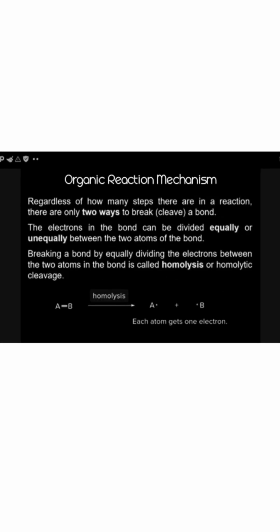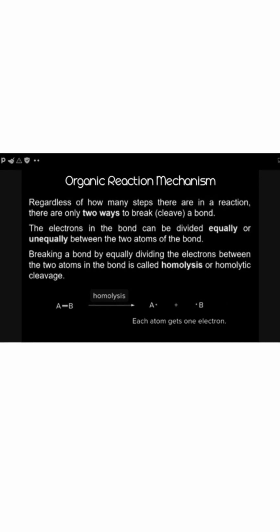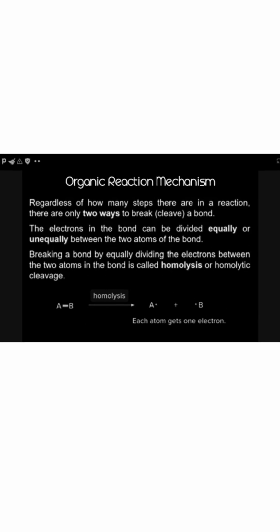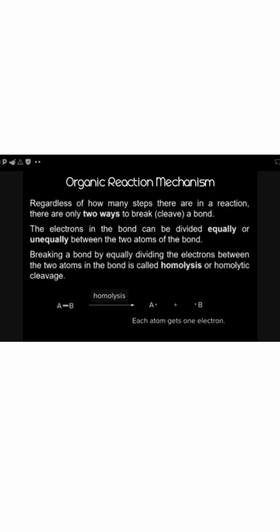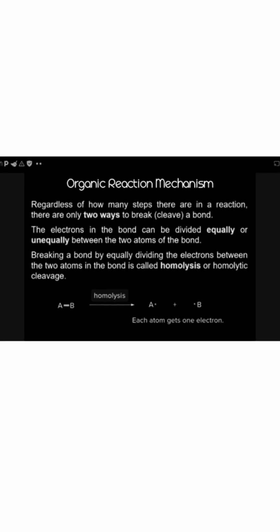Then let's come towards the main topic. Our main topic is homolysis or homolytic cleavage. What is homolysis or homolytic cleavage? When a bond is broken, then the equal distribution of electrons is said to be homolysis or homolytic cleavage. When electrons are distributed equally when the bonds are broken, it is called homolytic cleavage. This is all about homolytic cleavage.